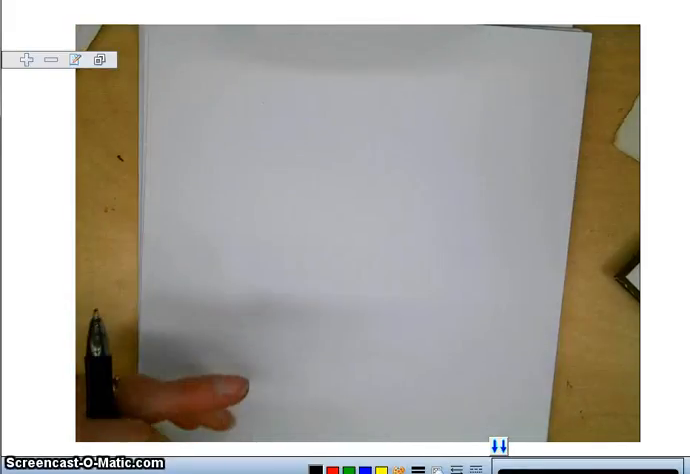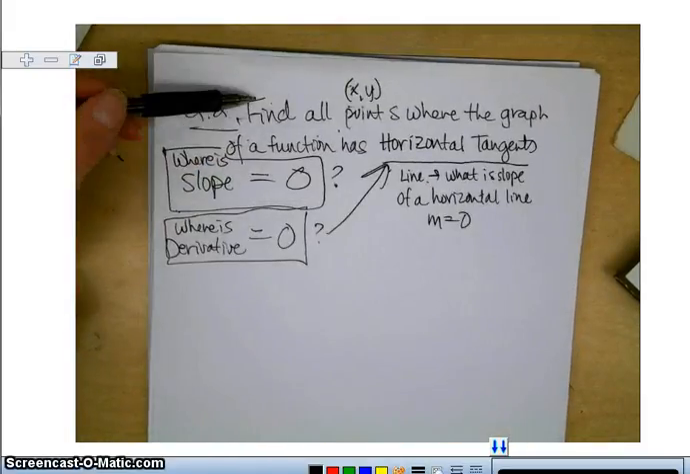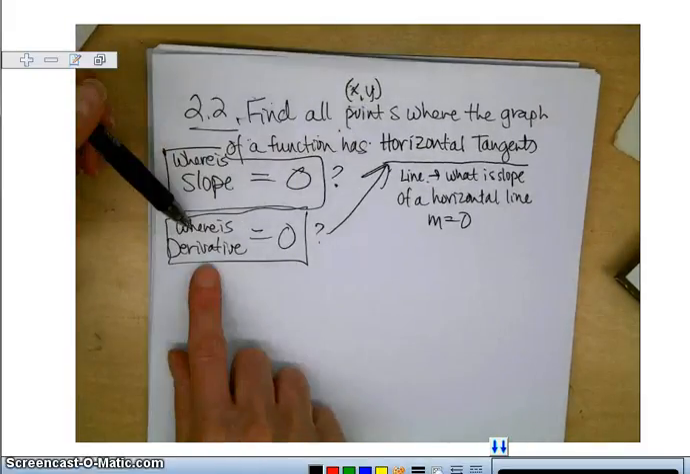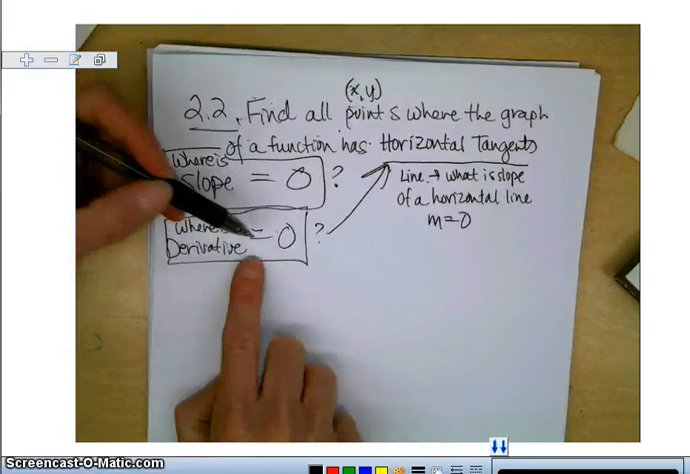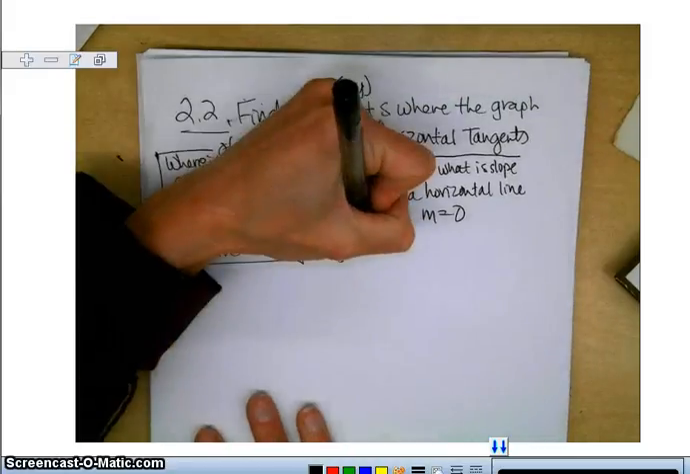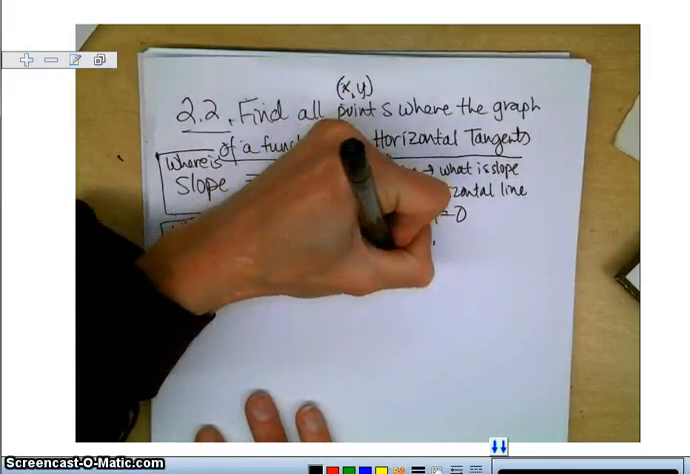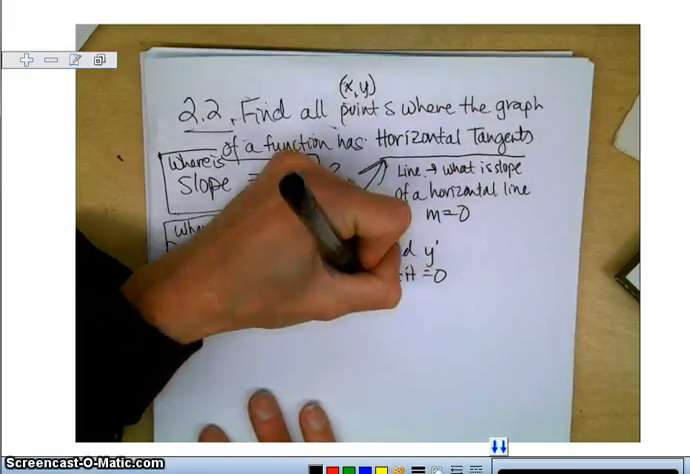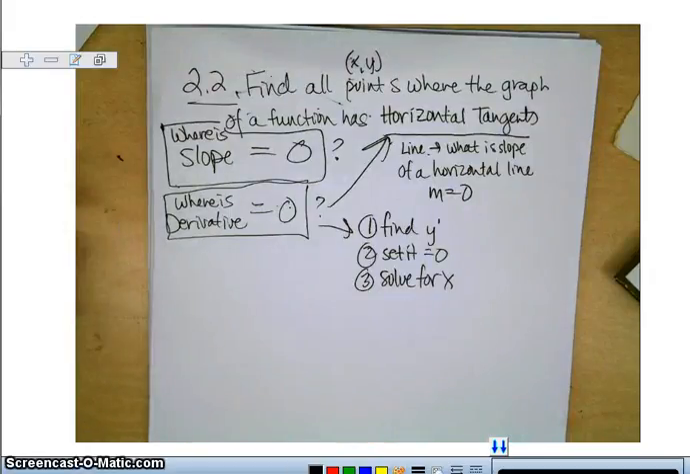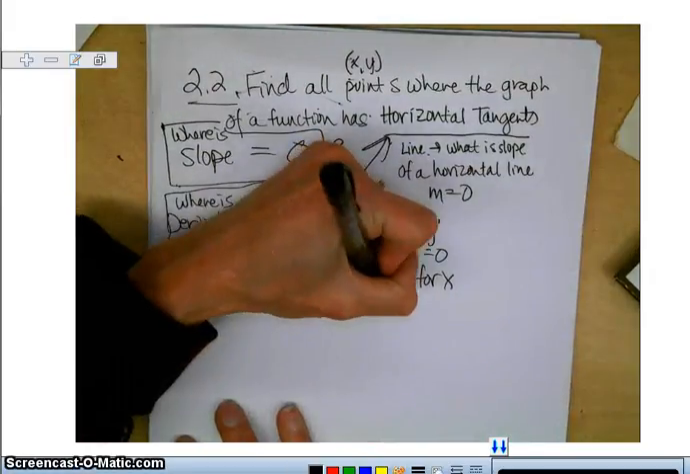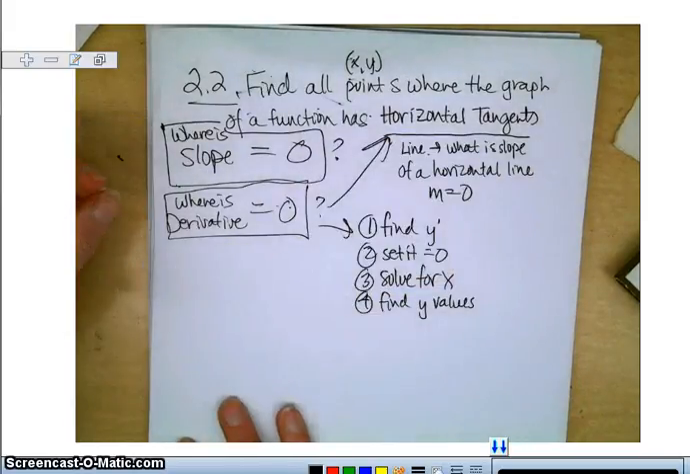So let me go back to the directions here. To find all points where the graph of a function has a horizontal tangent, you take the derivative, you set it equal to 0, and you solve it. So where is the derivative equal to 0? The directions: 1, find y prime. 2, set it equal to 0. And 3, solve for x. That's how you find where the horizontal tangents are. Then 4th, find the y values, because you need points or ordered pairs.